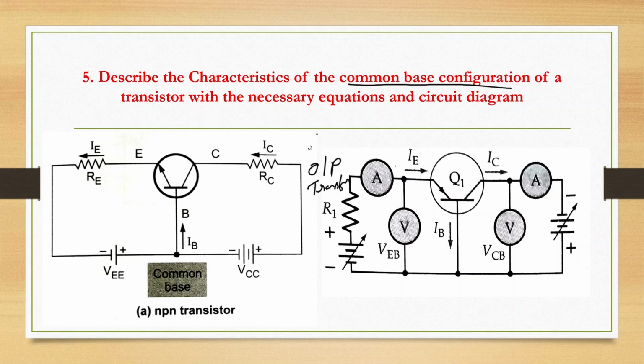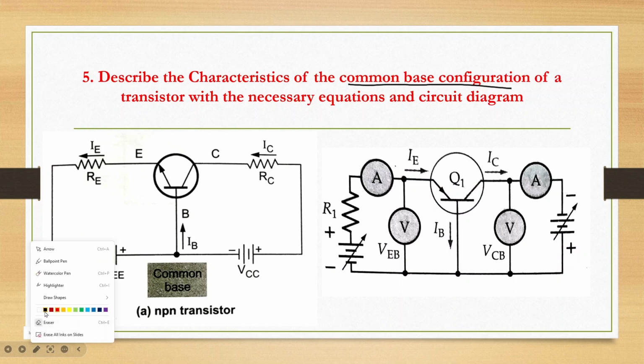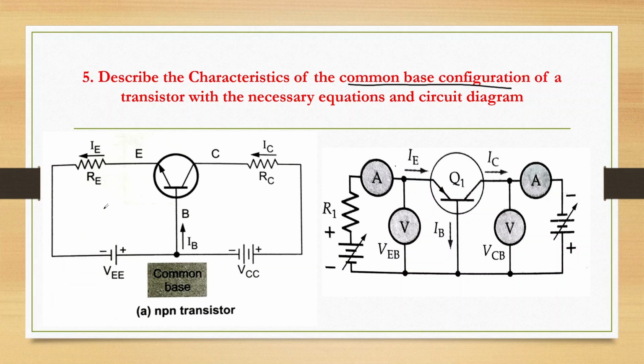You can see this is the circuit we draw for the common base. The base is taken as common, and here we have two different supplies, VE and VCC. The base is common, and here is the base emitter junction, and here the collector base junction. So this is the circuit diagram.